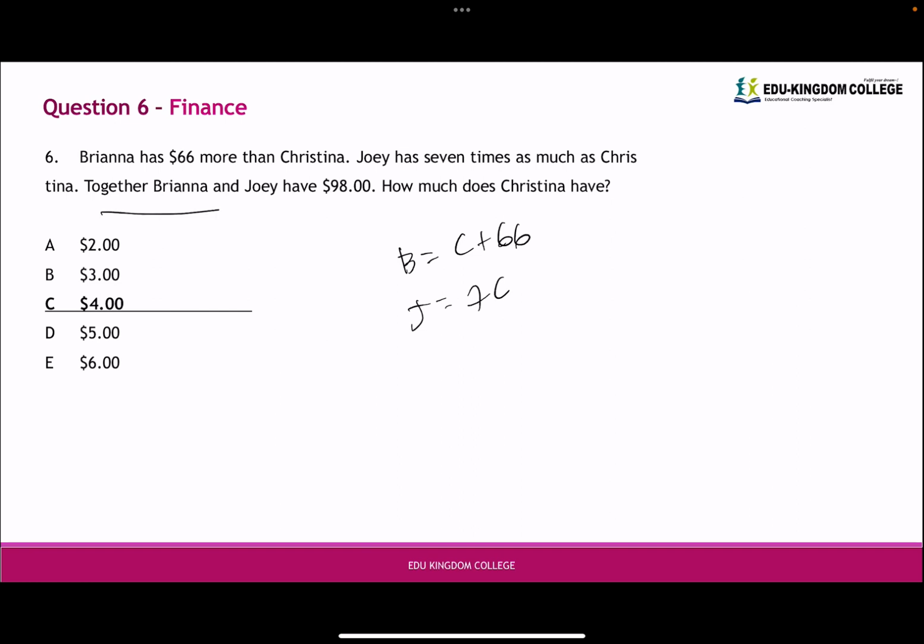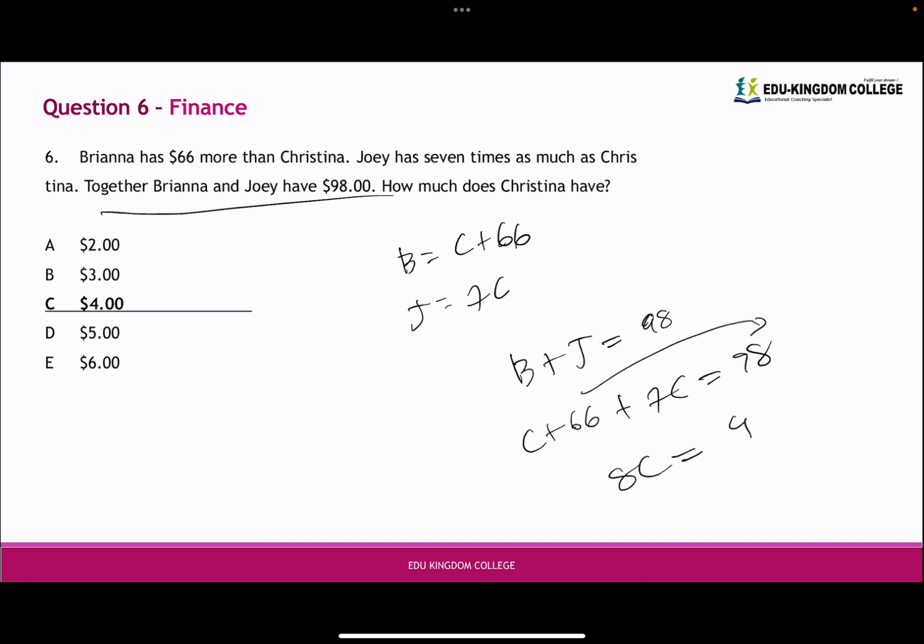So let's rewrite this in terms. So it's going to be B plus J equals $98. So instead of B, I'm going to write C plus 66. Instead of J, I'm going to write 7C. So that equals 98. So 8C equals, I'm going to move the 66 over, 98 minus 66. So that is equal to 32. So C is equal to 4.